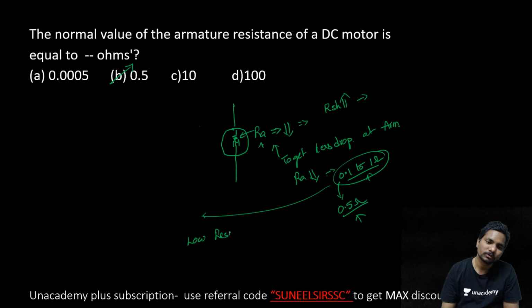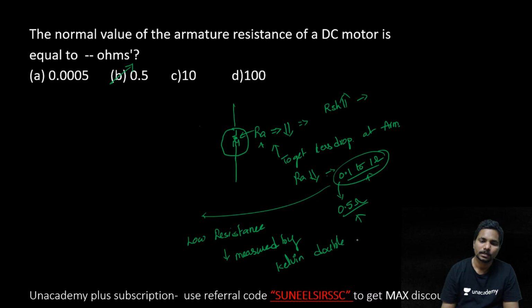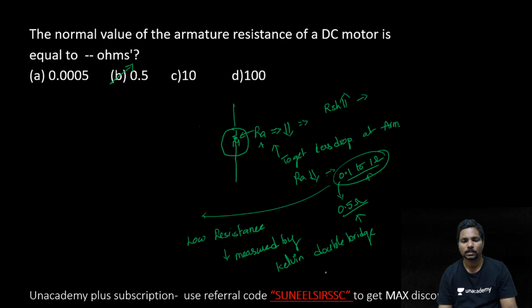How can we measure this one? Low resistance is measured by Kelvin's double bridge. Very important question. Low resistance is measured by Kelvin double bridge.